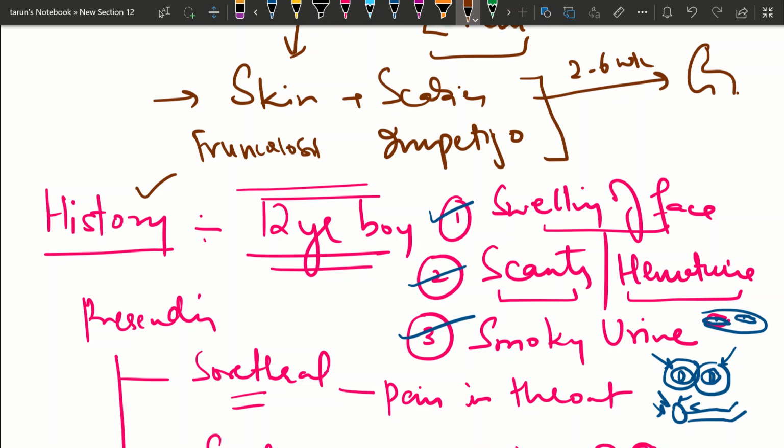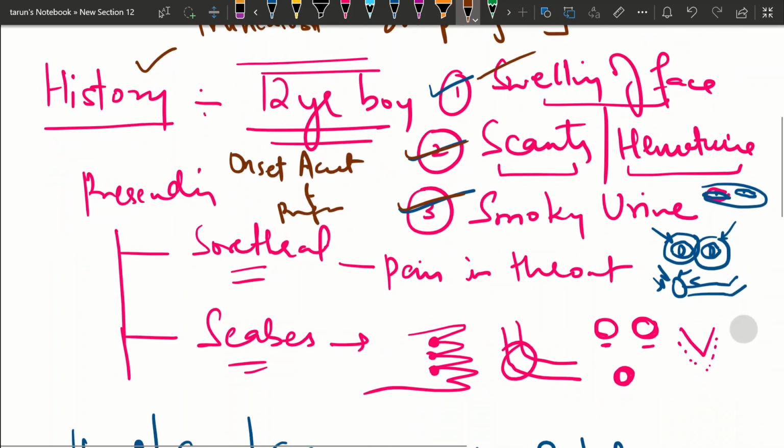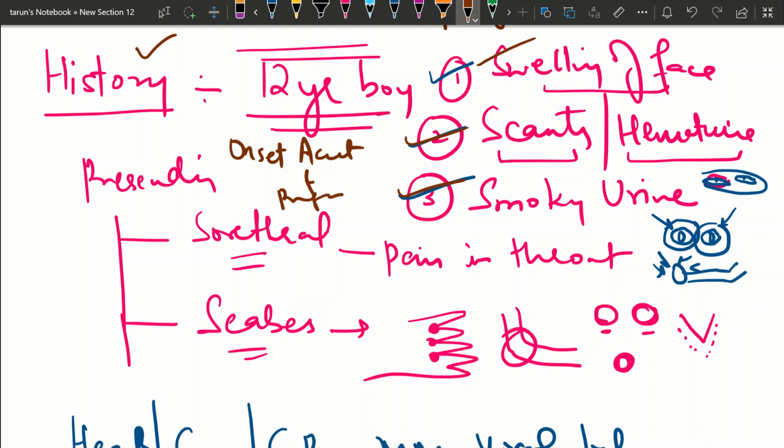You will say the onset of the disease is acute and progressive. On the history, you will find a 12-year-old boy presenting with swelling of the face, having scanty urine, and having hematuria and smoky urine. And the mother will elaborate the symptoms of her son, that as he gets up early in the morning, there is periorbital swelling. Then there will be a history of itching all over the body prior to this involvement of the kidney, a few weeks back.